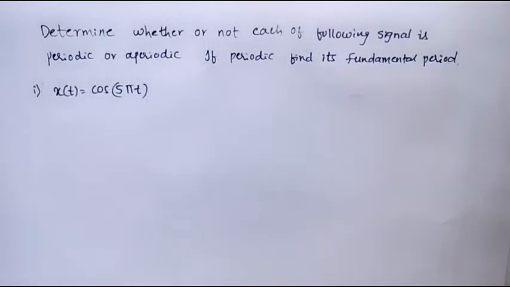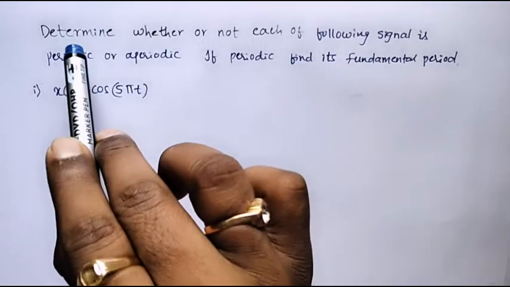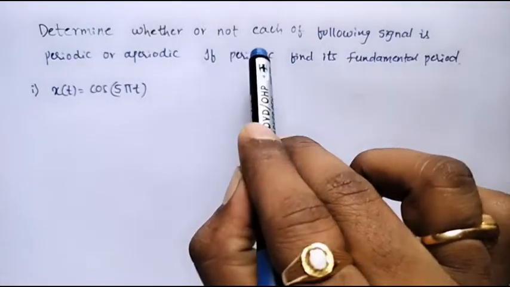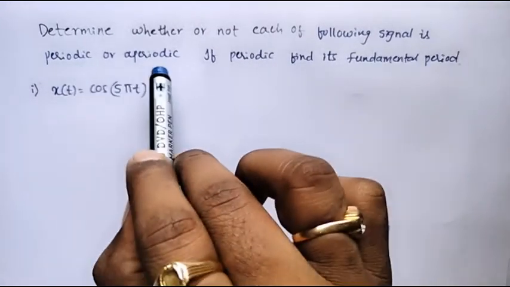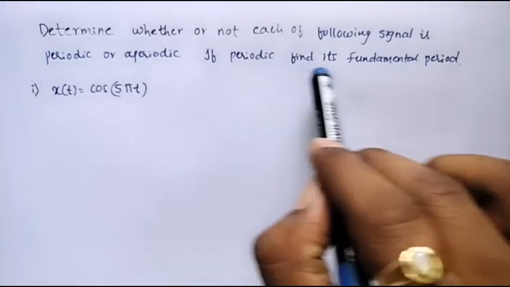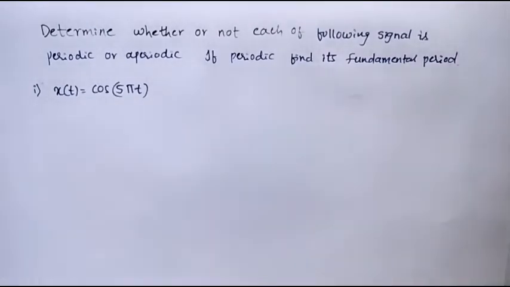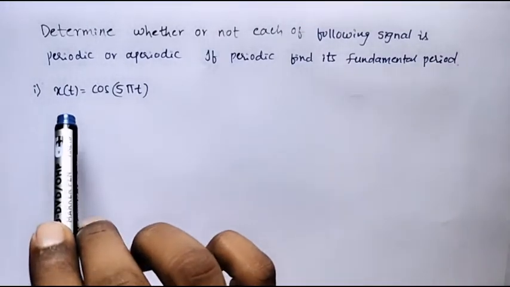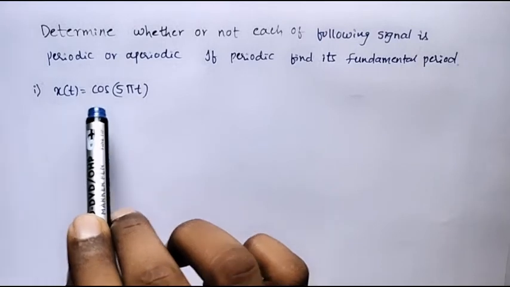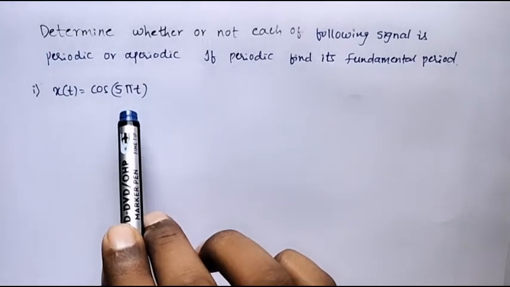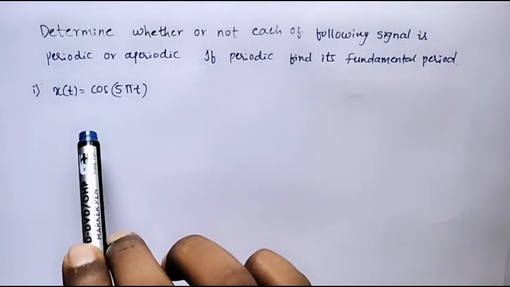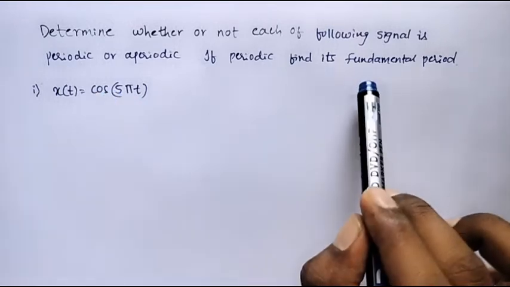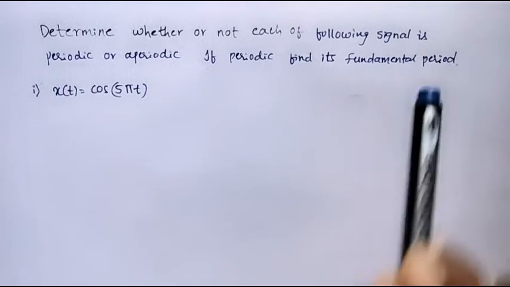Let's take one example on periodic and aperiodic signals. Determine whether or not each of the following signals is periodic or aperiodic. If periodic, find its fundamental period. Here one signal is given, that is x of t is equal to cos 2 pi t (cos phi u). We are supposed to verify whether it is a periodic signal or an aperiodic signal. If it is periodic, we are supposed to calculate the fundamental period also.